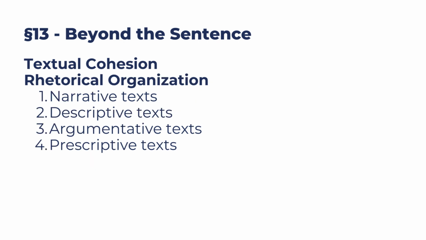Texts are organized towards a particular end. Here are four options Vander Merwe lists: narrative text, descriptive text, argumentative text, and prescriptive text. The language will combine in interesting ways to accomplish each of these goals.